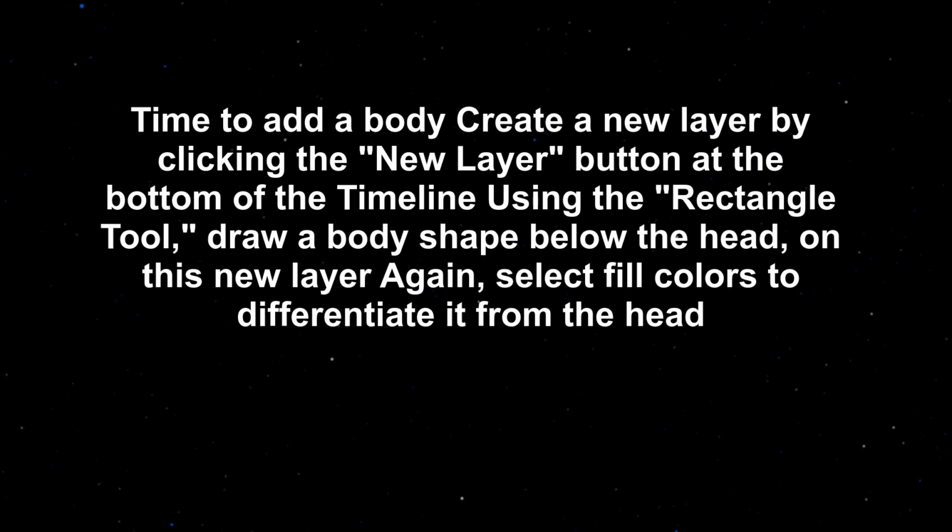Time to add a body. Create a new layer by clicking the New Layer button at the bottom of the timeline, using the Rectangle tool. Draw a body shape below the head. On this new layer again, select a fill color to differentiate it from the head.